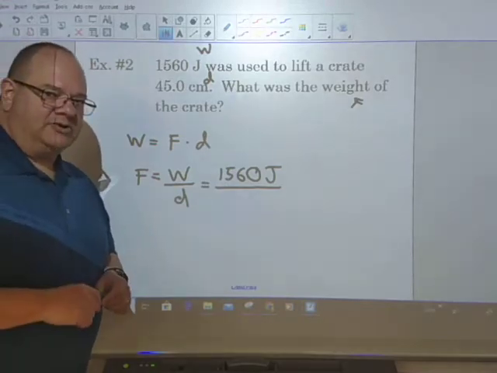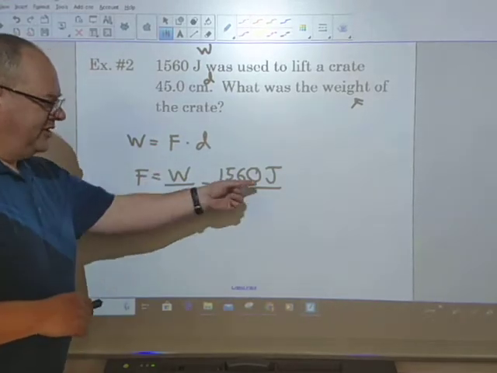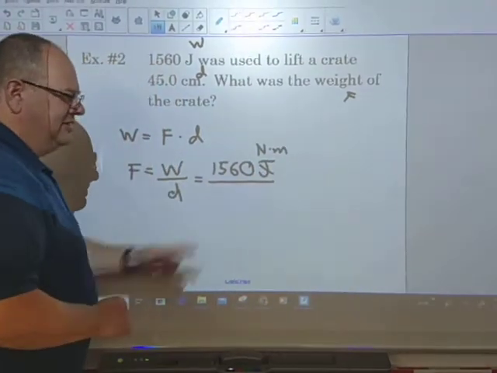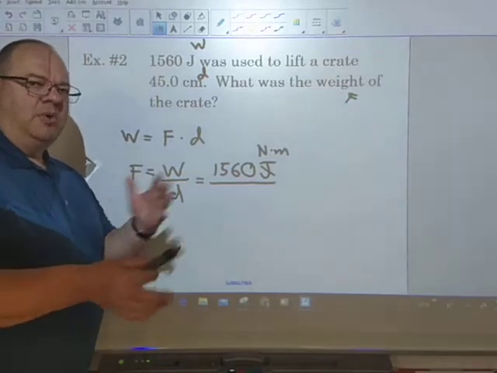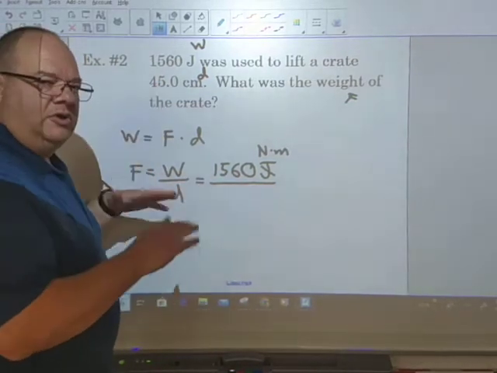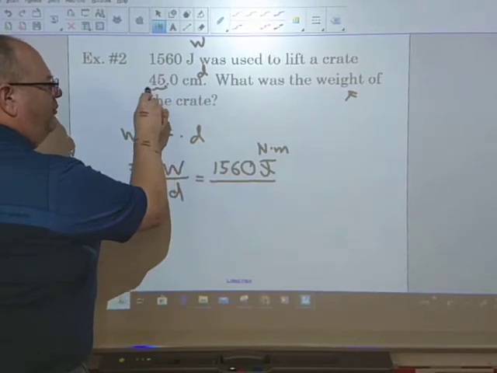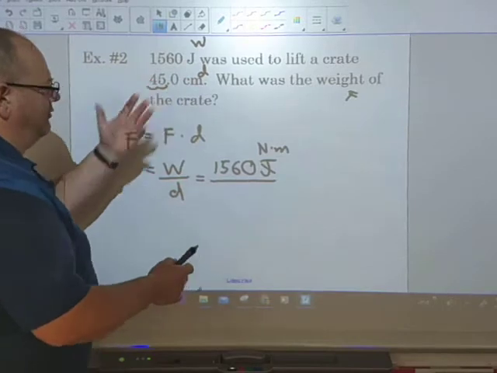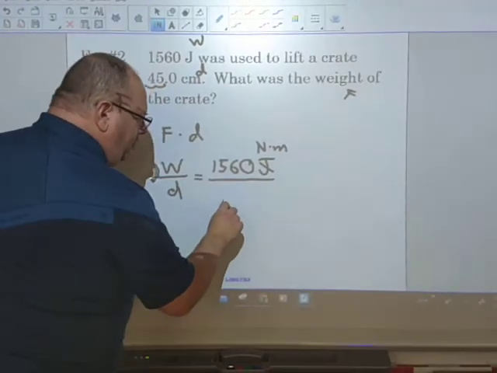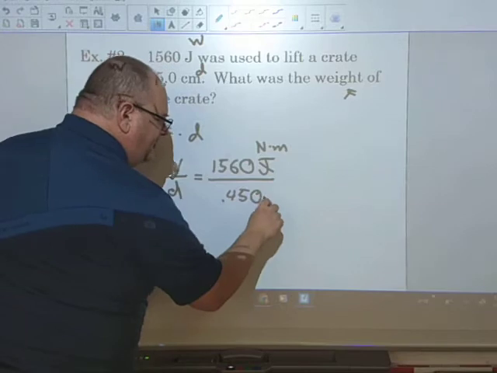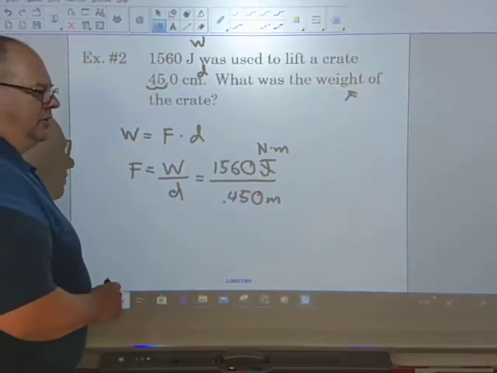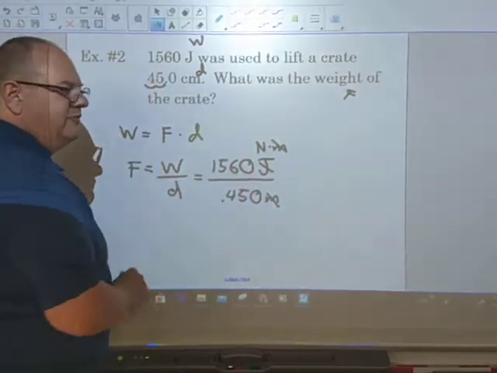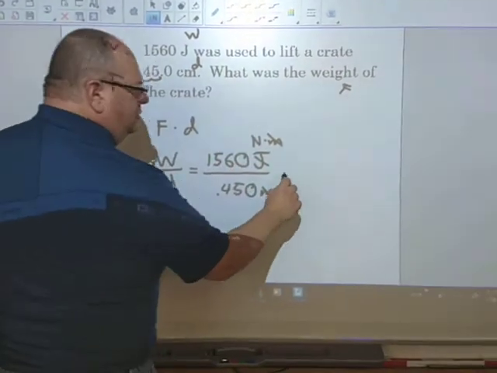Hopefully you got some alarm bells going off in your head right here though. Because remember, a joule is a newton times a meter. I don't want to use centimeters on the bottom. I want meters. So I have to do a little unit conversion. And this is a real basic one. You should all know that there's 100 centimeters in a meter. So 45 centimeters is 0.450 meters. And now I can see that meters crosses off, leaves me with newtons. That's a unit of force.